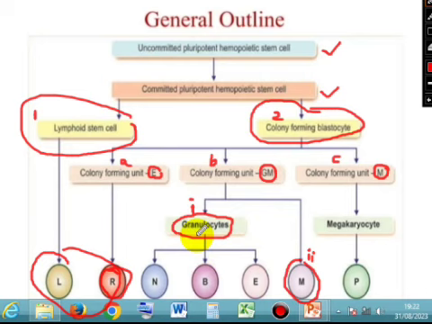So these colony forming units, GM, will differentiate into two subcells. One is for granulocyte and the other monocyte. Is that clear? Good. The granulocytes further differentiate into three kinds of cell. These granulocytes will further differentiate.